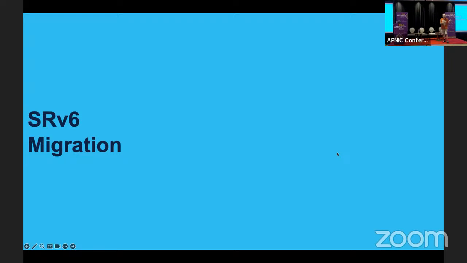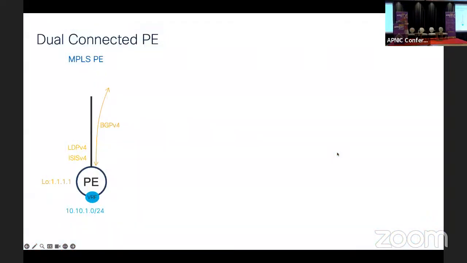It is actually simpler, and more granular, than migration from LDP MPLS towards SR MPLS, right? And what we are proposing and what we are doing is what we call dual connected PE. Well, this is your PE. This is a typical MPLS PE. And that MPLS PE has some IGP protocol, ISIS in this example. It can be OSPF, and it has some label distribution protocol. And here I'm having LDP because it's still most common, but I don't care if the protocol to distribute labels is LDP or IGP, like in segment routing.